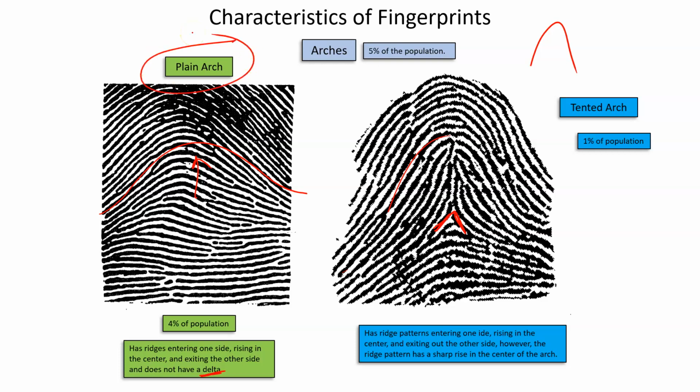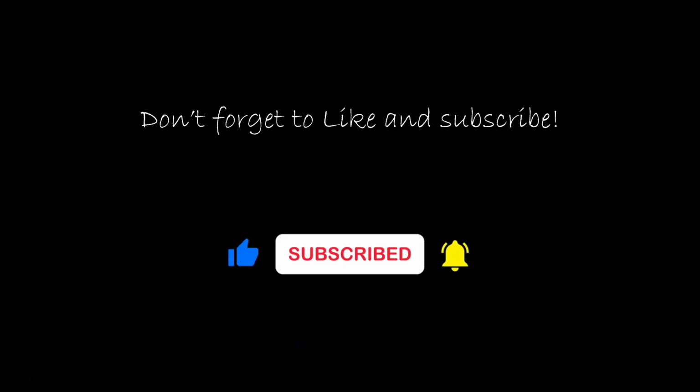And then the tented arch is a much steeper arch. You still have it entering the left, exiting the right, but there is a delta, and there's what looks like a line that extends up the fingerprint that makes the arch a lot steeper. There is a sharp rise in the center of the arch and it has a delta, which is an important characteristic of this particular arch.